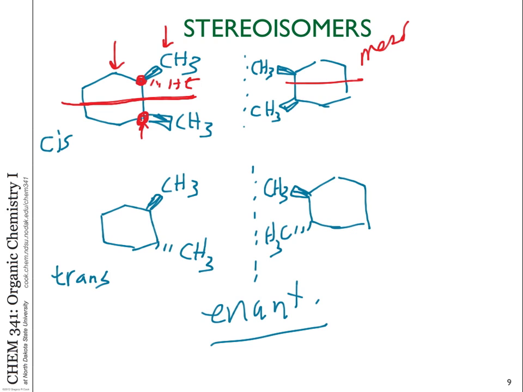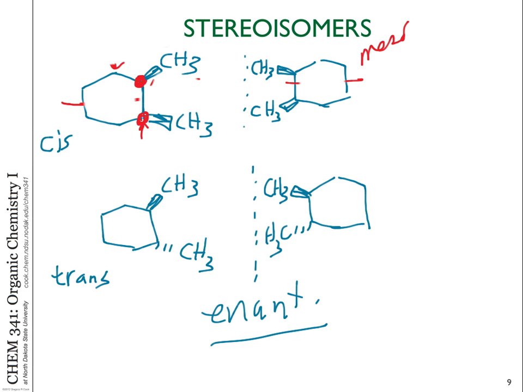Another way to look at this again is to look at the specific configurations, S and R. So let me see if I can't clean some of this up here. Okay, so let's look at the configurations in the top case. S and R configurations for those. So if we look at this carbon on the top first, what is the R or S configuration for that carbon? What's the highest priority group? Well, this is going to be the highest priority group, right?